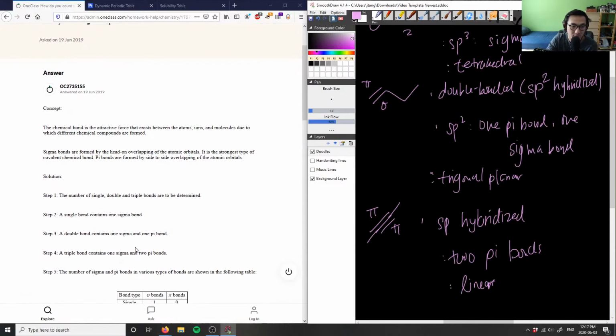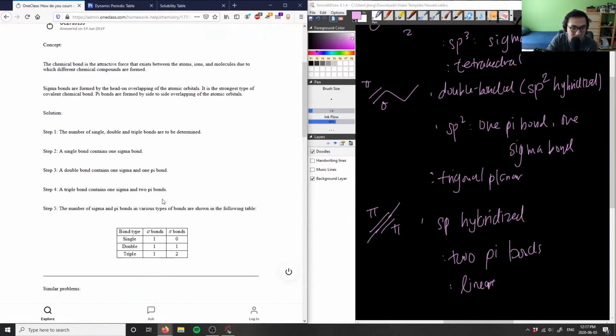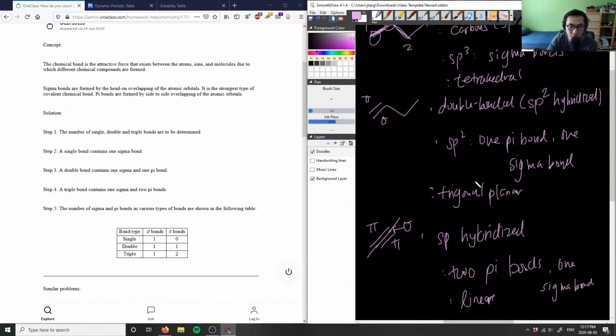So as you can see, this triple bond contains 1 sigma and 2 pi bonds. They all contain a sigma bond, because the sigma bond is actually kind of hidden in this third bond here, but the outside is the pi bond as well. So 2 pi bonds and 1 sigma bond. So that's kind of our solution for this problem here.